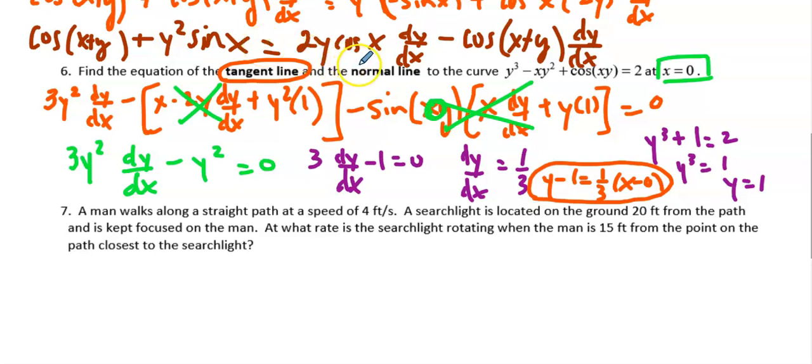And then in brown, I'll do the normal line. The normal line, again, is just the perpendicular to the tangent line. So it's the same problem. It's going to be y minus 1, but instead of 1/3, the negative reciprocal is going to be negative 3, times x minus 0. So those are your answers for this.